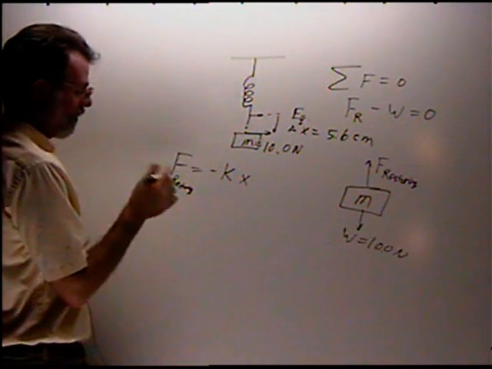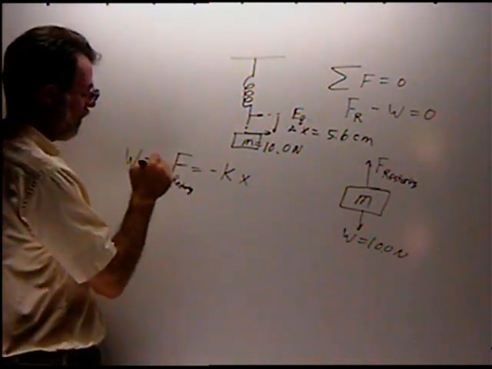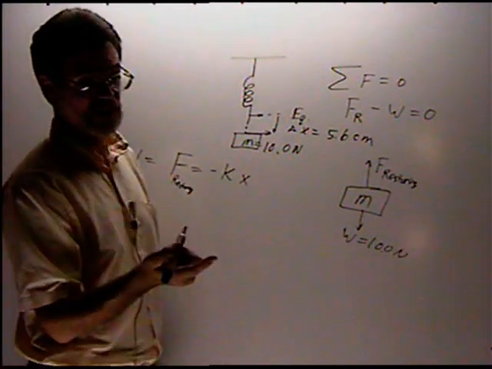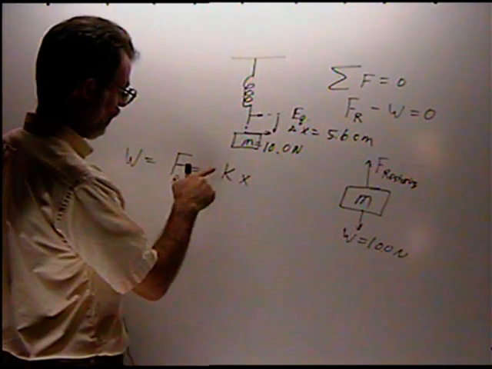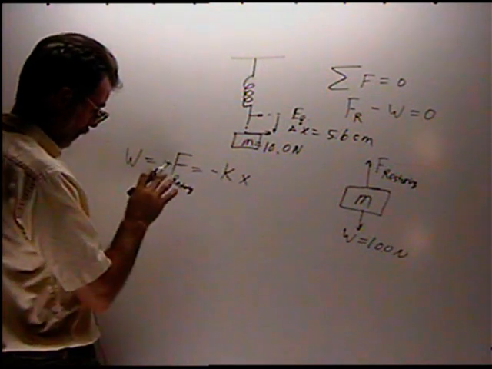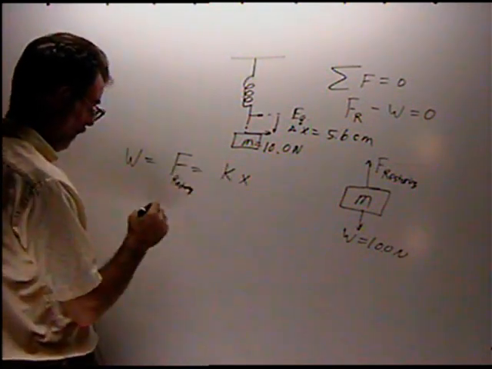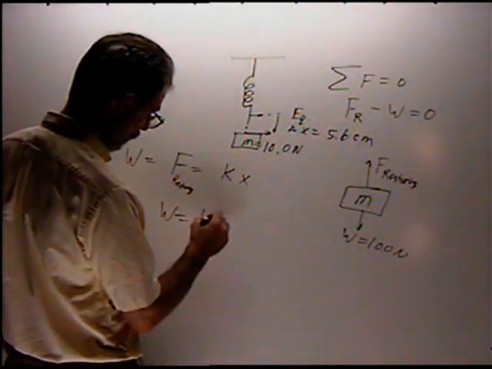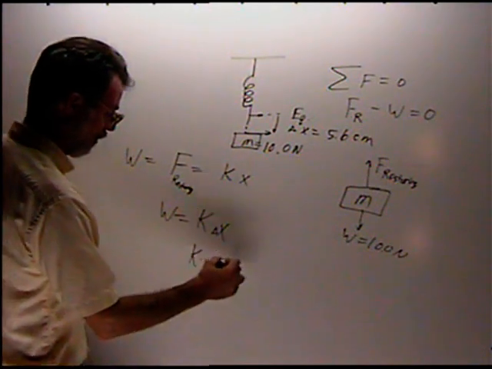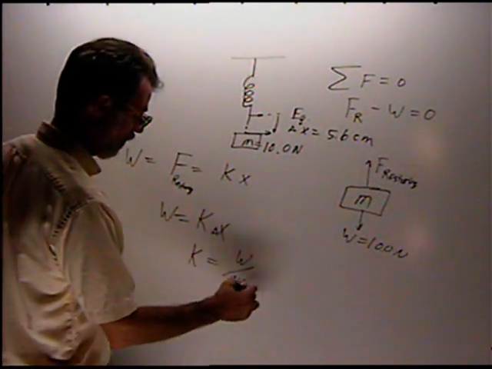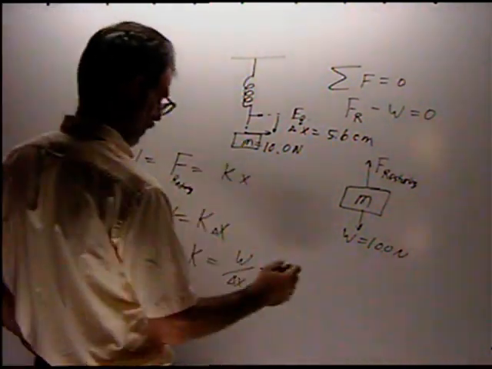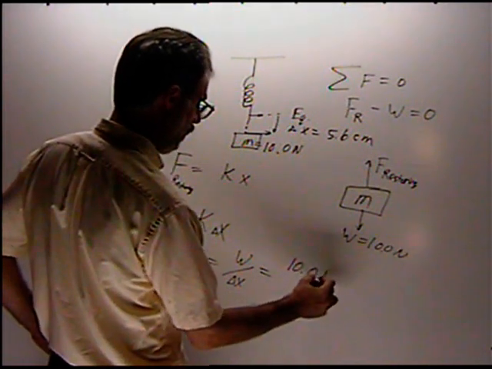So the weight is equal to the restoring force. They're equal, actually in opposite signs. There's a minus sign in here, so I'm going to just take the minus sign out, since the two are numerically equal. So basically the weight is equal to k times x, or really delta x. So the spring constant is simply the weight divided by delta x, and we have the weight is 10 newtons.